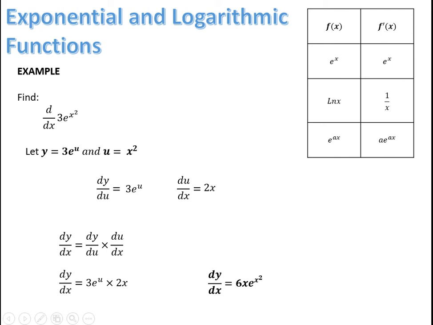You'll notice that this is not that different to what we started with. We started with the e to the x squared, we started with a 3, but now we've got a 6x, and you can see all we've multiplied that by is 2x. So there are shortcuts to this.